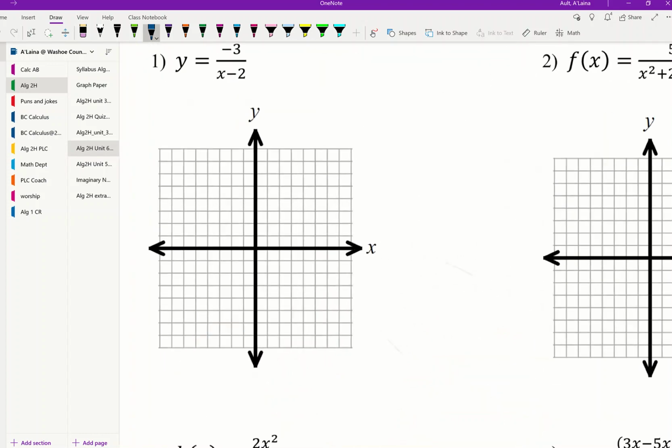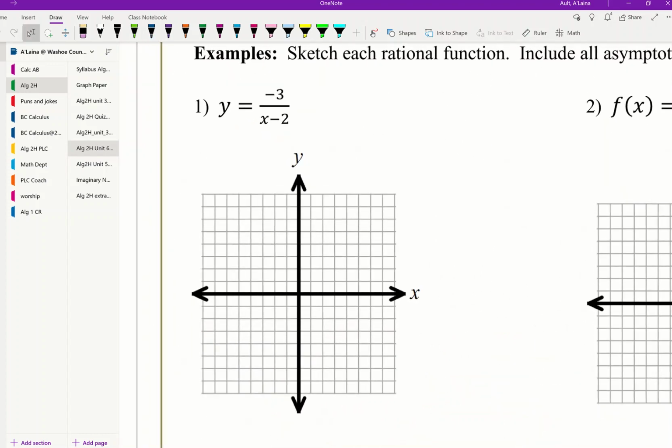Now I'm going to do number 1 in 2 ways. Okay, I'm first going to do number 1 the way we did it last class, and then I'll show you how we would do number 1. Well, actually, I guess they're kind of similar. All right, our vertical asymptotes from the denominator, which would be x equals 2.